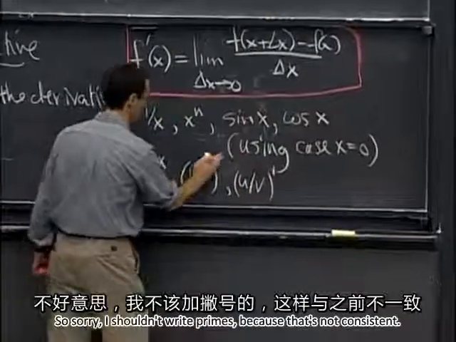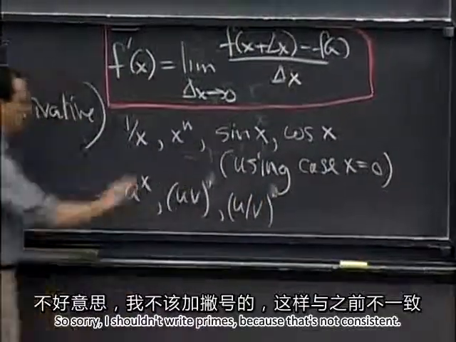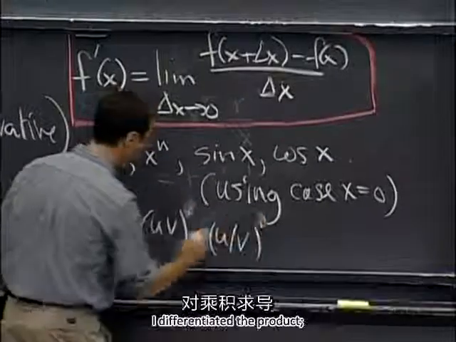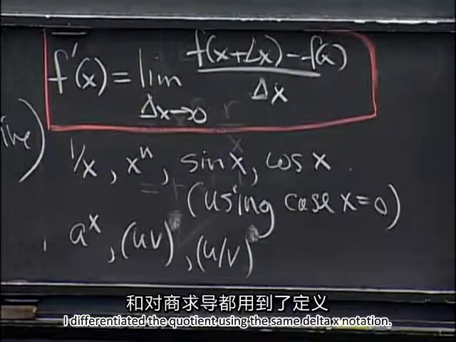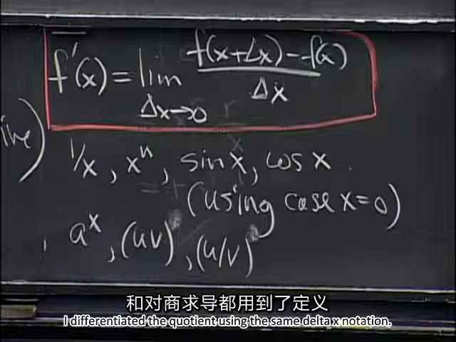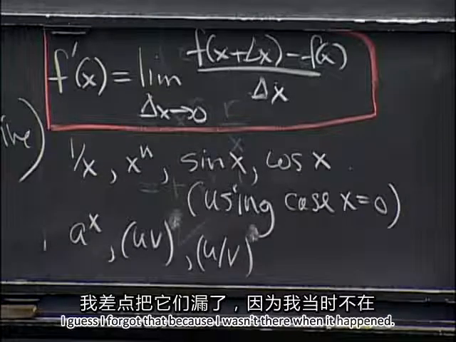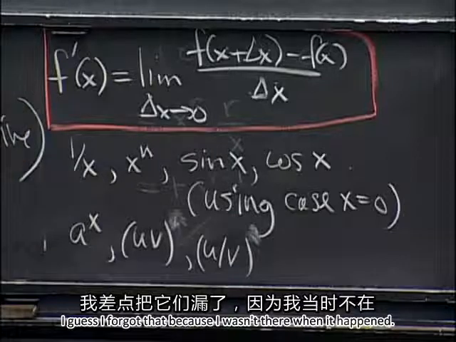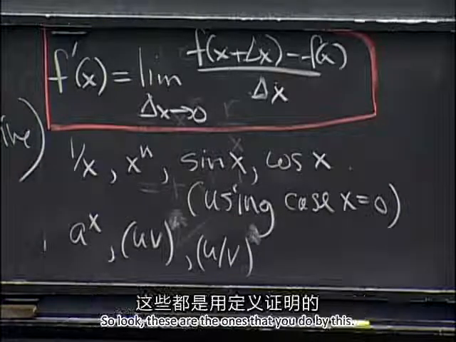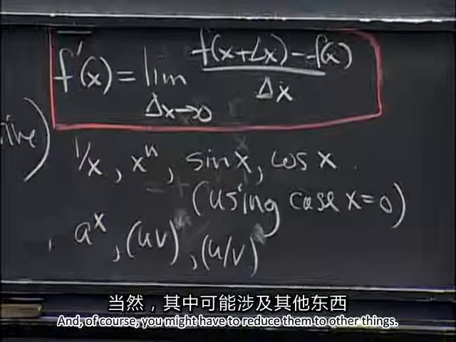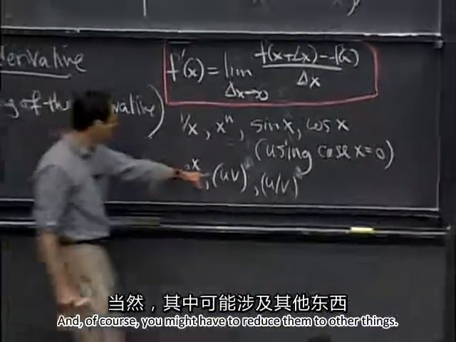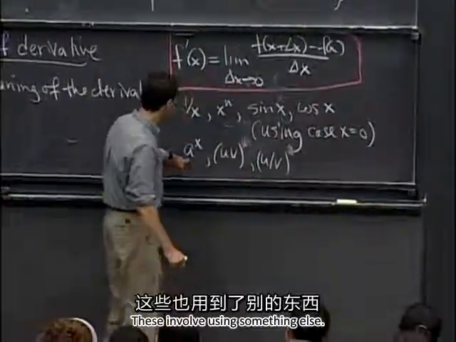Sorry, I shouldn't write primes because that's not consistent with the claim there. I differentiated the product, I differentiated the quotient using this same delta x notation. I guess I forgot that because I wasn't there when it happened. Okay, so these are the ones that you do by this, and of course you might have to reduce them to other things. These involve using something else.